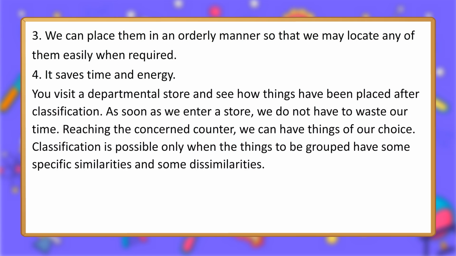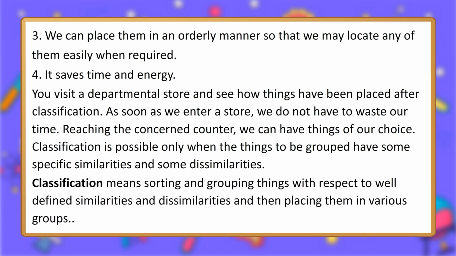Visit a departmental store and see how things have been placed after classification. As soon as we enter a store, we do not have to waste our time. Reaching the concerned counter, we can have things of our choice. Classification is possible only when the things to be grouped have some specific similarities and some dissimilarities. Classification means sorting and grouping things with respect to well-defined similarities and dissimilarities and then placing them in various groups.